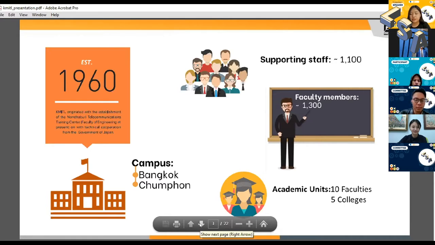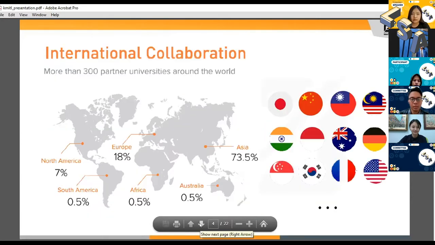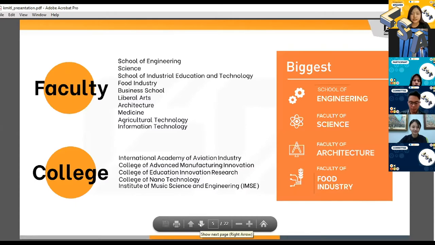We also have about 2,400 members, which are the supporting staff and the academic staff. The academic units in our university are 10 faculties and 5 colleges. We also collaborate with more than 300 partner universities around the world. And this is the name of our faculties and colleges. As I said, KMITL has the biggest faculties of engineering, science, architecture, and food industry in Thailand.